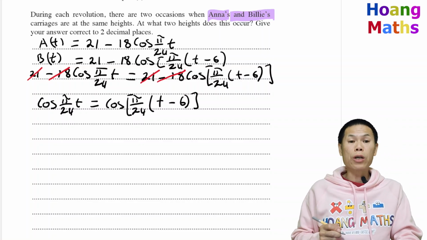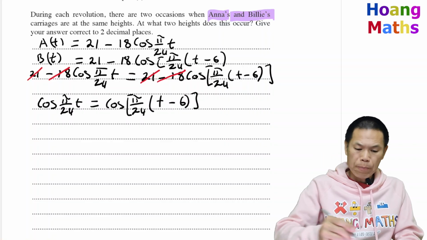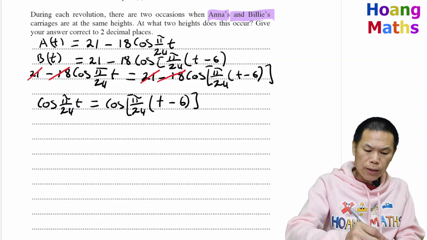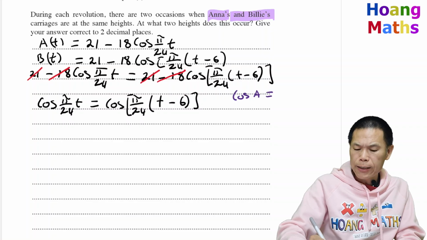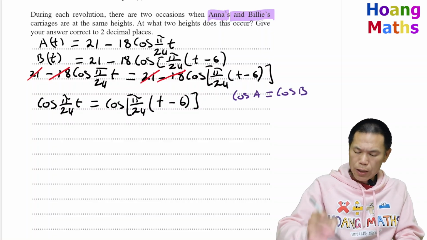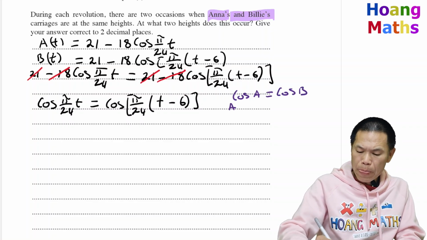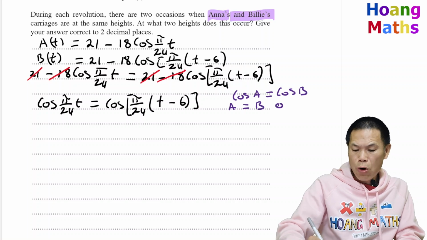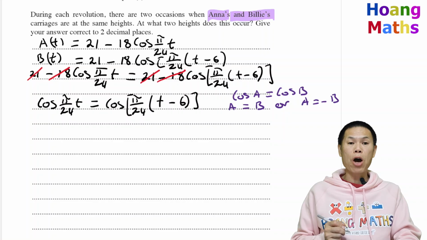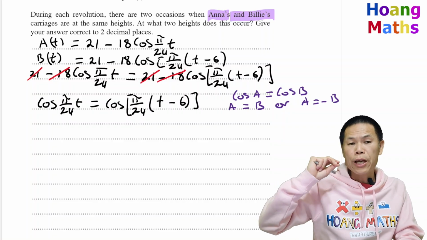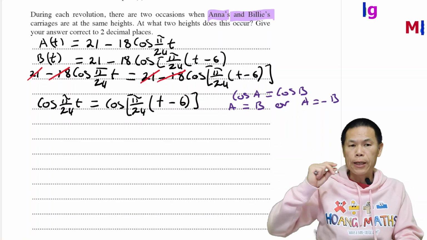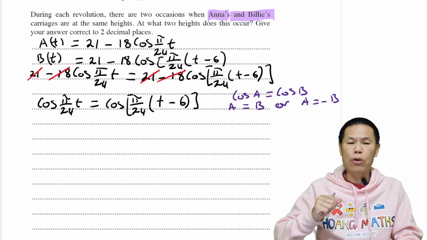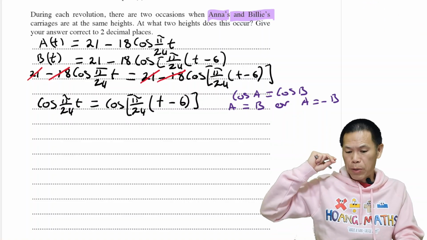So there you go. Now remember, if cos of A is cos of B, this means that A is equal to B or A is negative B. Keep that in mind, because cos of negative 60 is the same as cos of 60. That is just one of the solutions, but there can be many more.